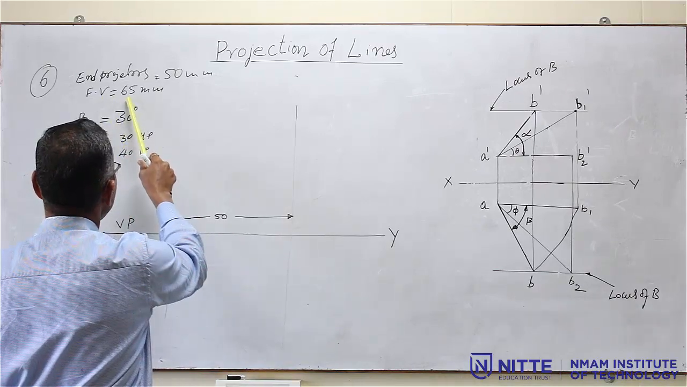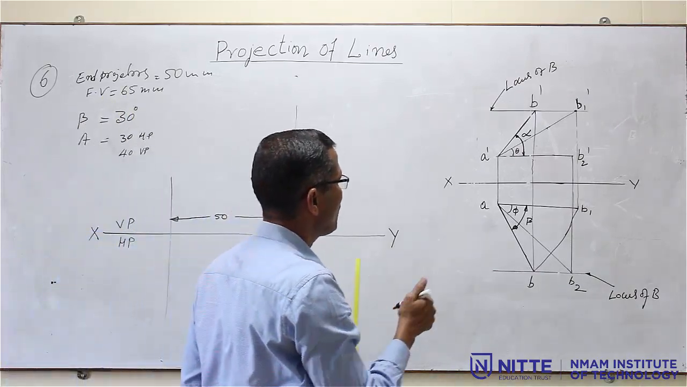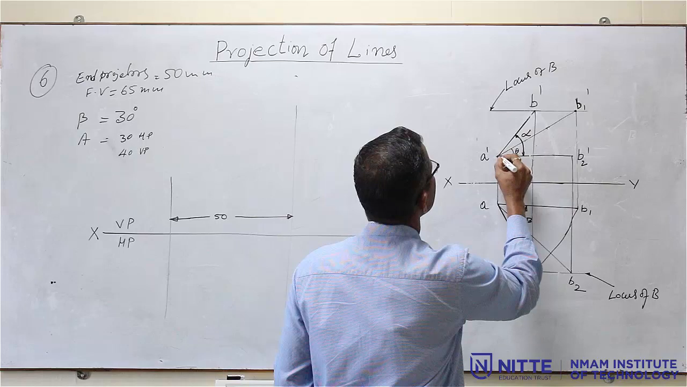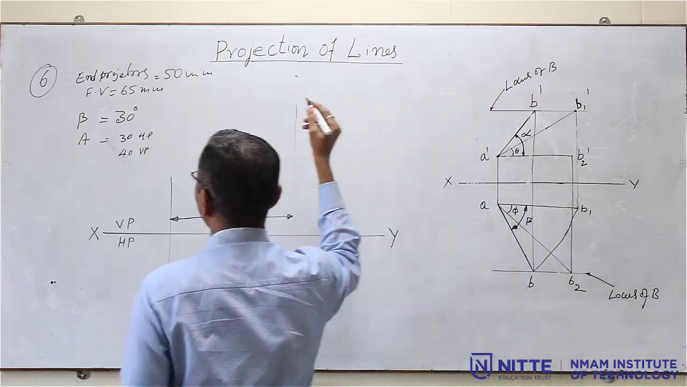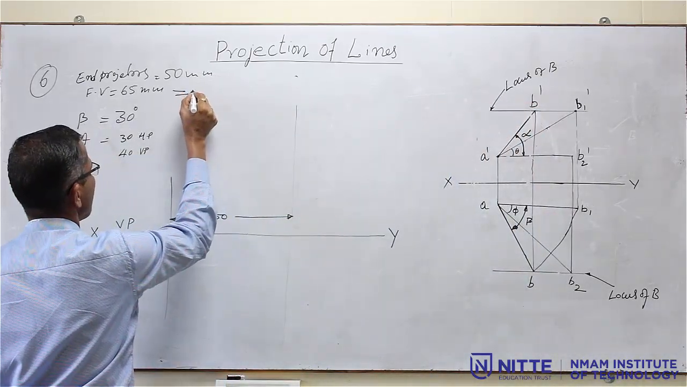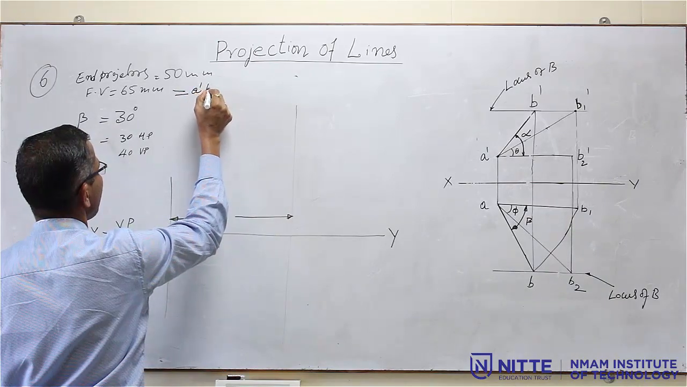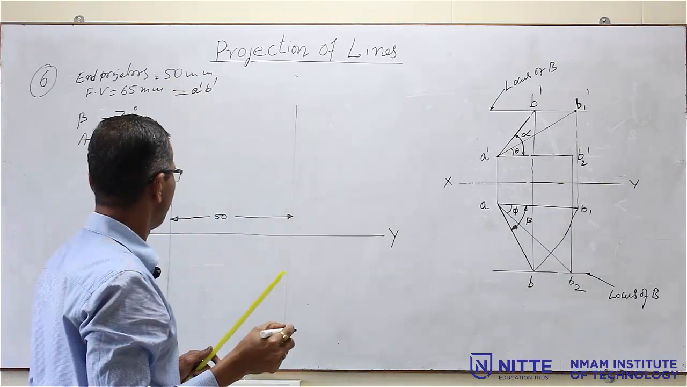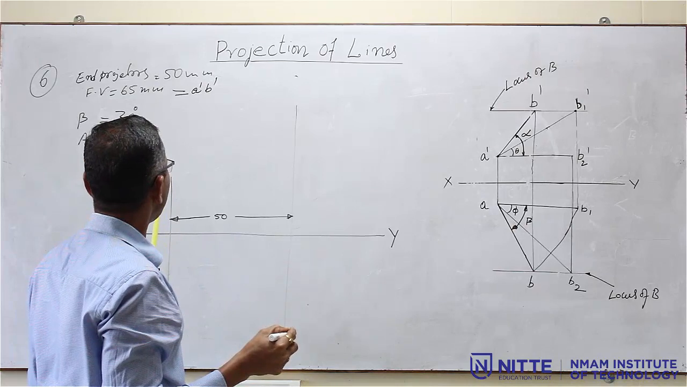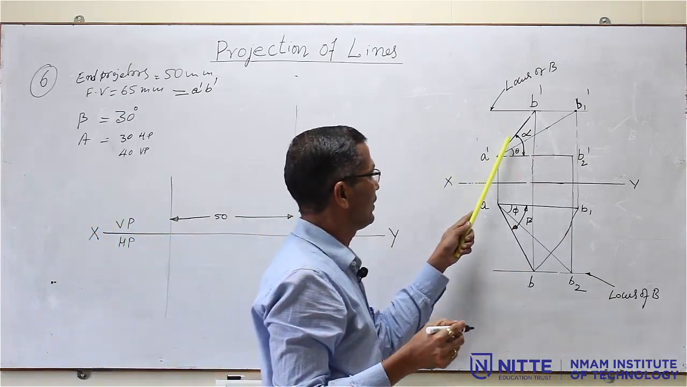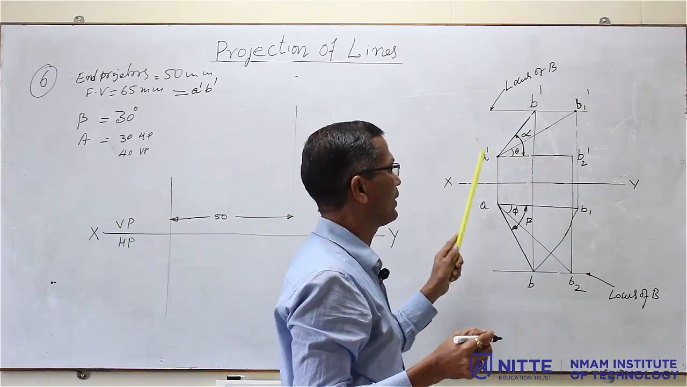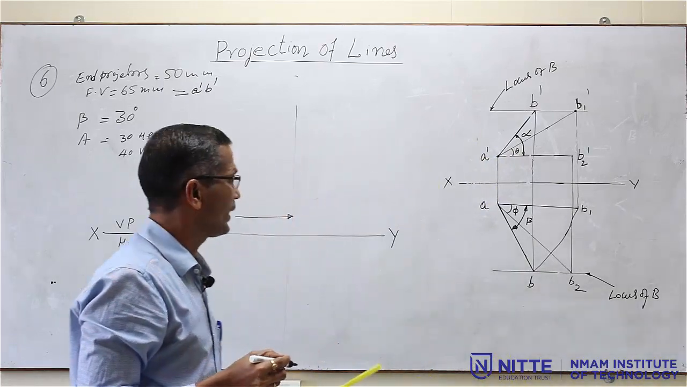Then the front view is 65. What is that front view? Front view means this A dash B dash. Front view is 65, A dash B dash. Then where is the angle for that? The angle is not given, alpha is not given, theta is also not given. So, I cannot draw that.